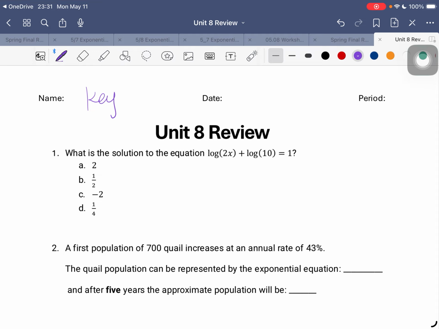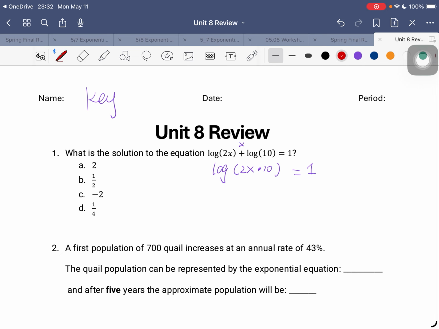What's the solution of the equation log 2x plus log 10 equal 1? When you see two log functions with a plus sign in the middle, that plus sign will become a multiplication. So when you combine them, it will just be log parentheses 2x times 10 equal 1.